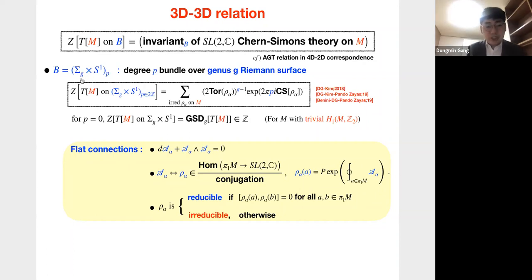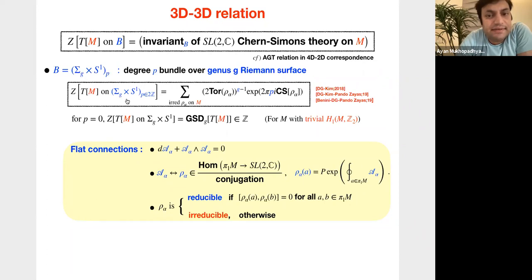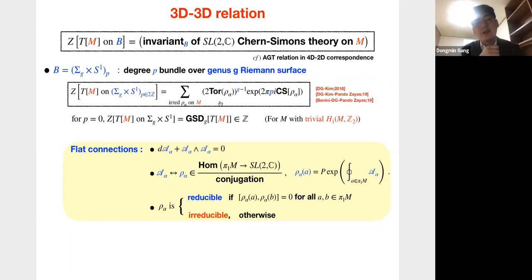So when we choose the spacetime topology to be something like this, a degree p bundle of genus g Riemann surfaces, this is a Euclidean three-manifold, then this partition function can be written in this way. Here this summation is over irreducible flat connections, SL(2,C) flat connections, rho alpha on the three-manifold. And for each irreducible flat connection, there is some topological invariant called the Reidemeister torsion and the Chern-Simons invariant. So by computing this summation over irreducible flat connections with this weight, the claim is that we can compute this partition function. These are the main results. The right-hand side looks very much like an SL(2,C) Chern-Simons partition function. So this is the partition function on the internal manifold, and this is the partition function on the spacetime.